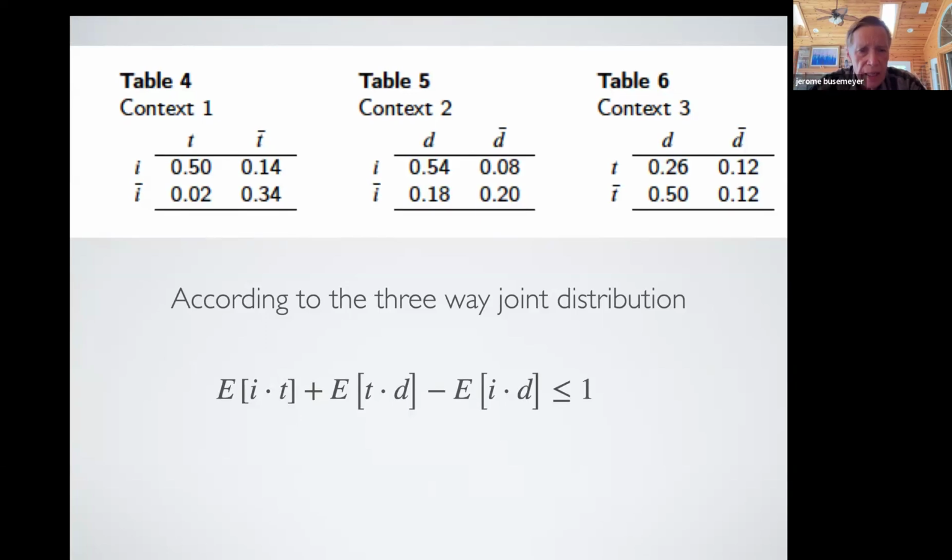But anyway, according to the Leggett-Garg inequality, the intuitive idea is that this expectation at the bottom is measuring correlations. So it's saying that for binary events, the correlation between I and T plus the correlation between T and D minus the correlation between I and D has to be less than or equal to 1. All joint distributions, no matter what they are, have to satisfy that inequality. That's called the Leggett-Garg inequality.